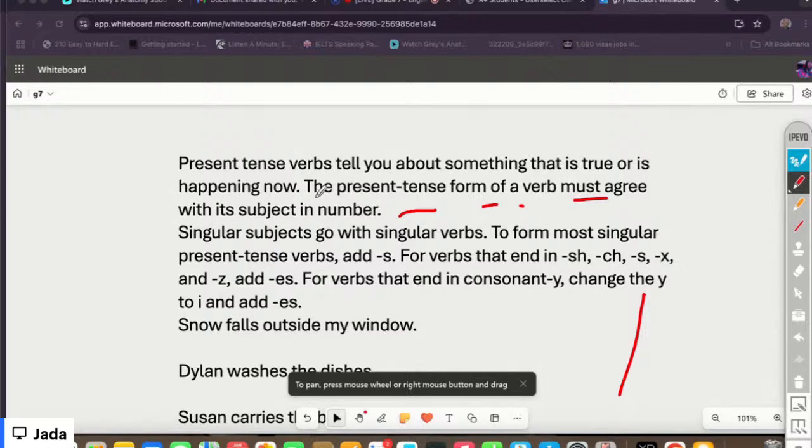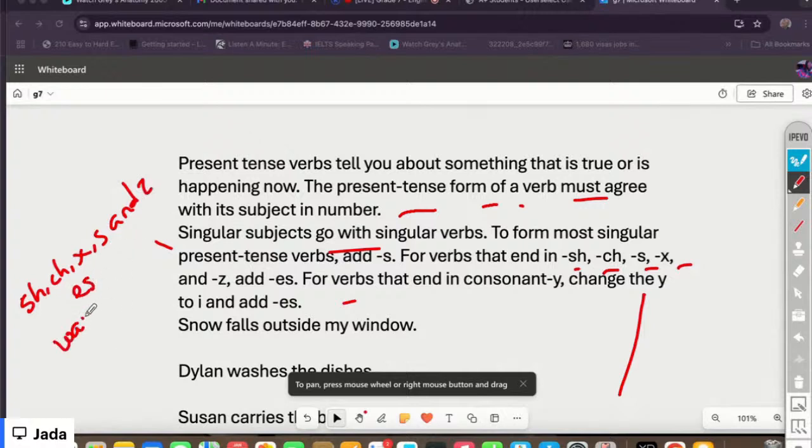So we have singular subjects go with singular verbs, of course. They must be in order. So to form most singular present tense verbs, you have to add s. For verbs that end with sh, ch, s, x, and z, add es. For words that end in consonant y, change the y to i and add es. So you see the ones with sh, ch, x, s, and z, you have to end them with es.